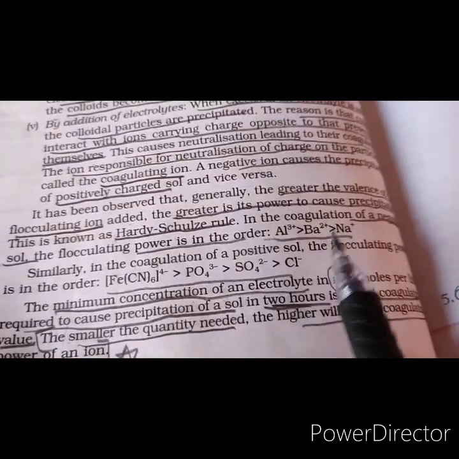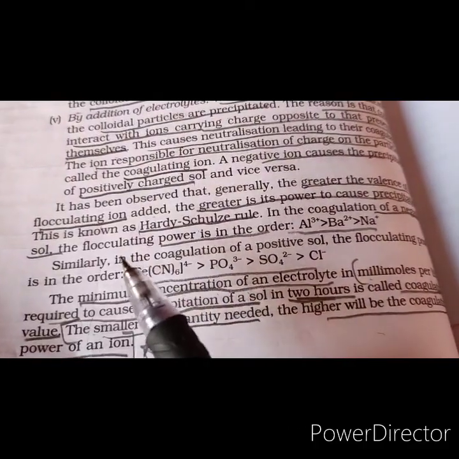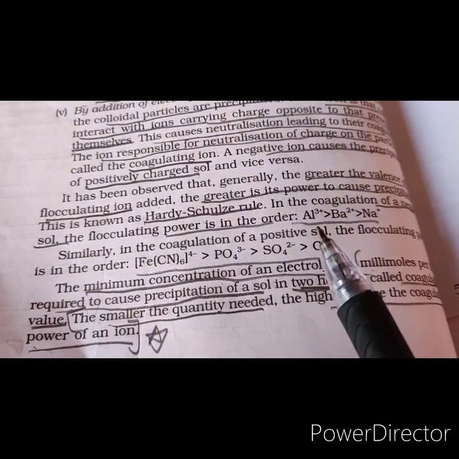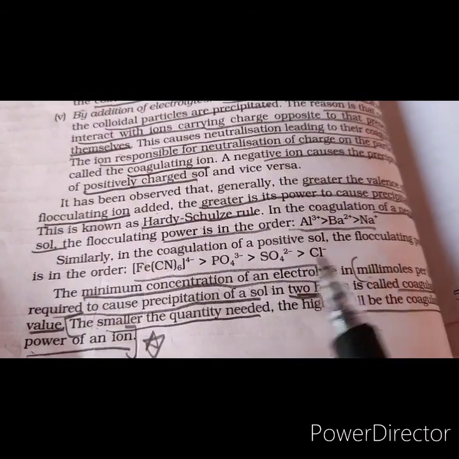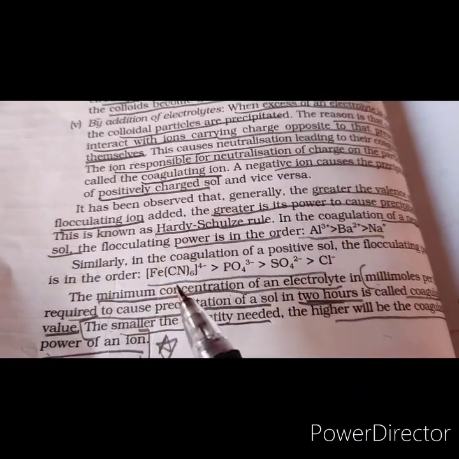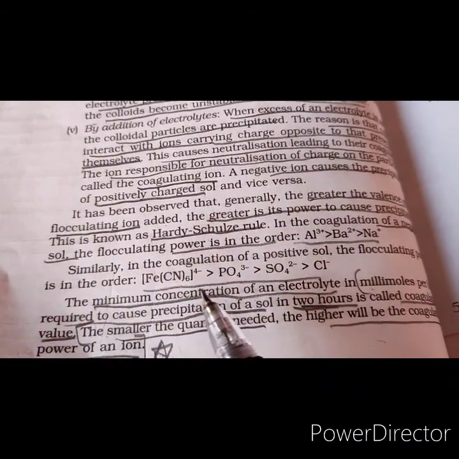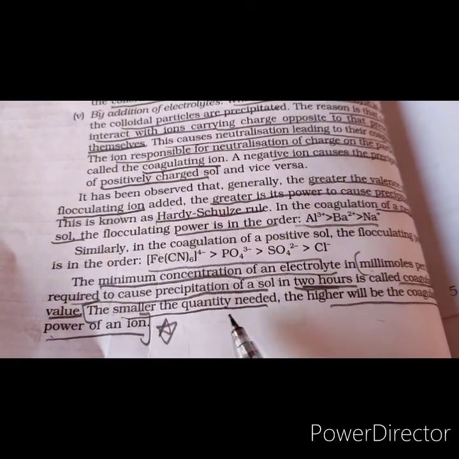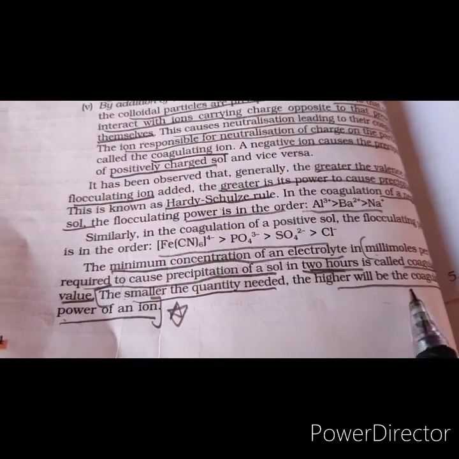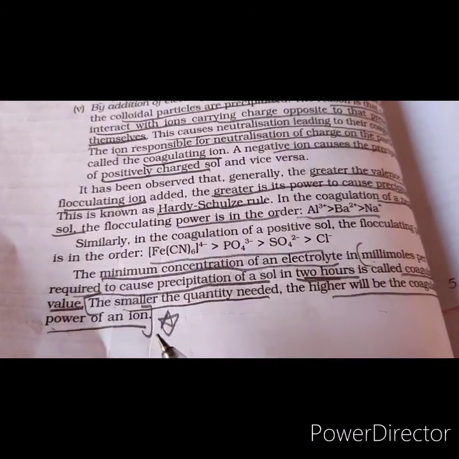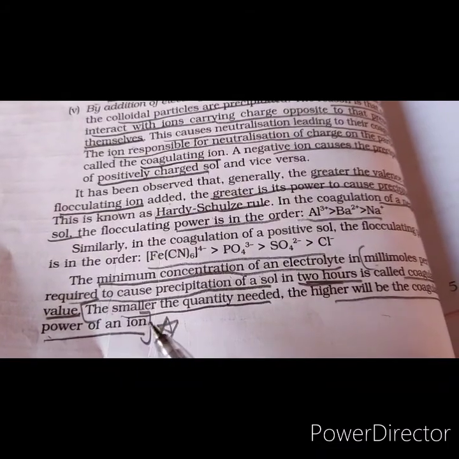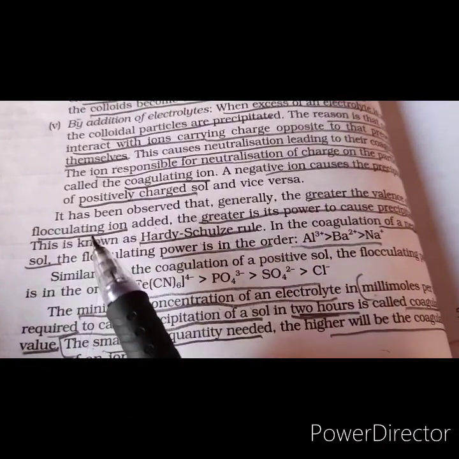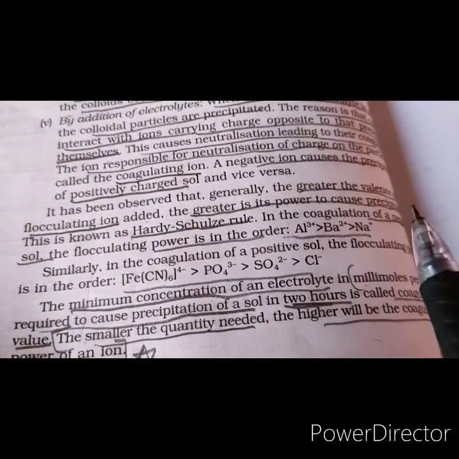For example, in the coagulation of a negatively charged sol with aluminium ions, a smaller quantity of aluminium ions is needed. In the coagulation of a positive sol with Fe(CN)6 4 negative ions, a small quantity of this is required. Thus, the smaller the quantity needed, the higher the coagulating power of an ion. Now, a higher coagulating power of an ion means it has the greater valence. So, the greater the valence of the flocculating ion, the greater is the power to cause precipitation.